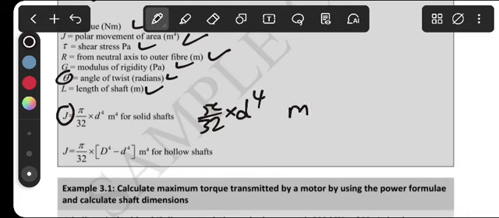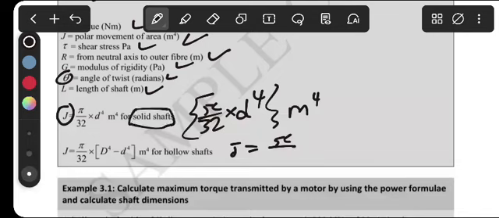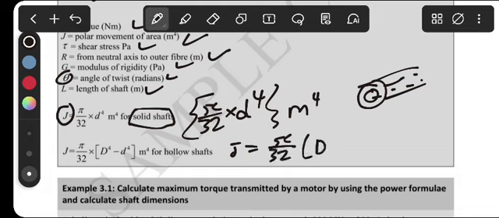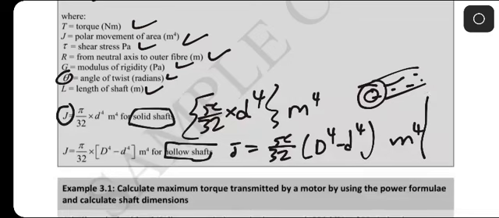It's measured in that. All right, so J again can be given by pi over 32 if it's a solid, remember this is for a solid shaft. If you're given a hollow shaft, you have pi over 32 times D raised to the power 4 minus d raised to the power 4. Obviously still measured in that, but this is for hollow. If you are given a hollow shaft, that is what you will use. This is just a review, guys. You're supposed to remember this.